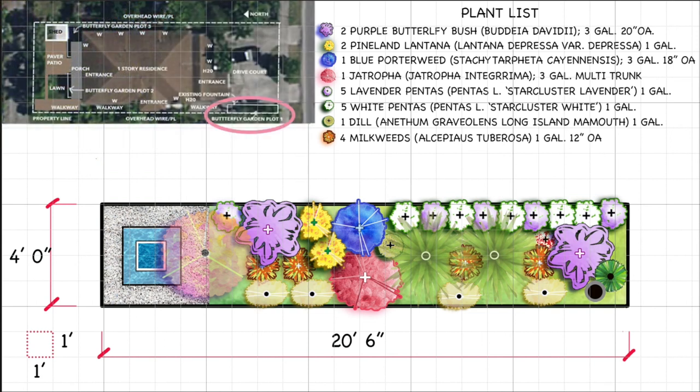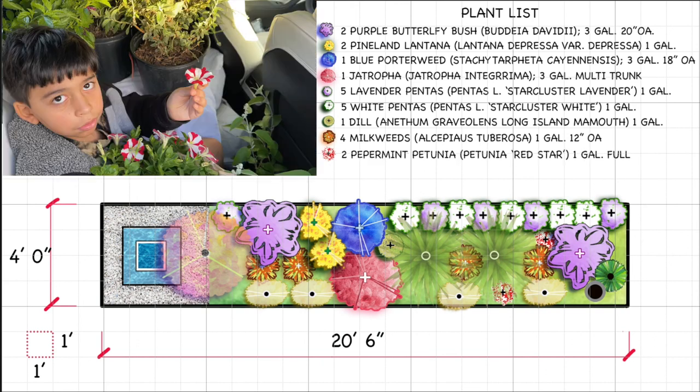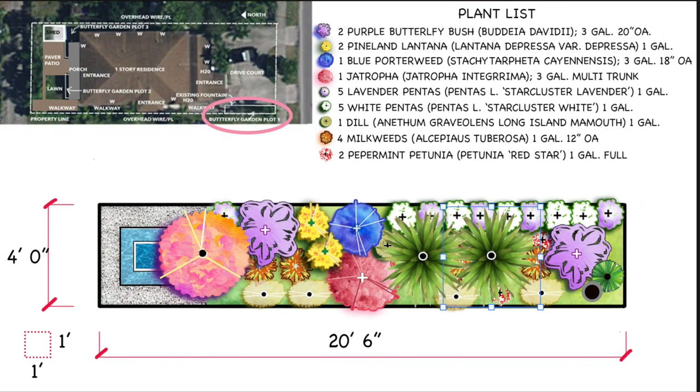And the last plants we're putting into the butterfly garden in the front yard are petunias. Note, these are not butterfly attractors, but my client, Michael David, wanted to buy his mom these candy stripe peppermint petunias for her, and so how could I say no? With those last two plants, we are done with the front garden plot.